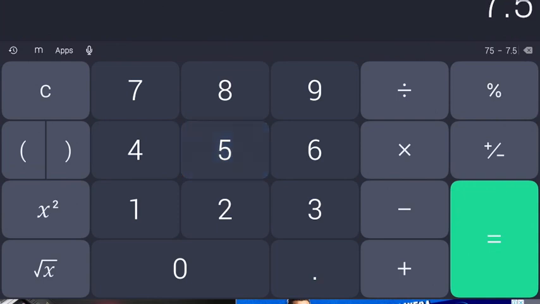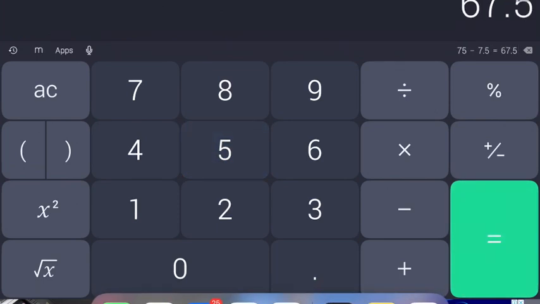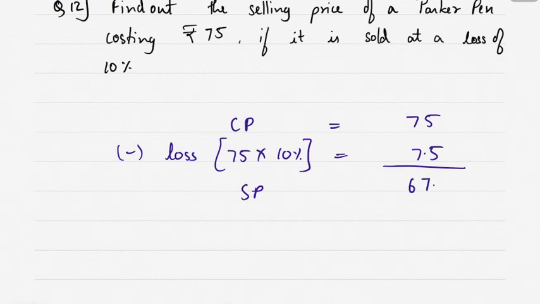75 minus 7.5 comes to 67.5. So 67.5 is the answer.